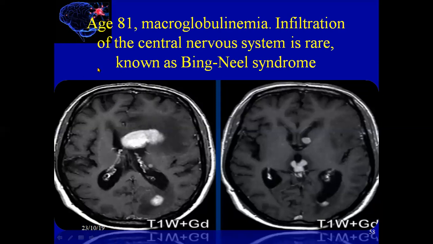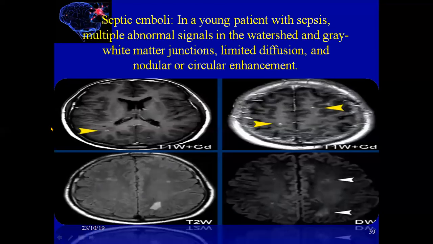Here is another disease called macroglobulinemia, which is infiltration of the central nervous system. It is a rare disease and is known as Ependymal syndrome. Septic emboli in a young patient with sepsis will show multiple abnormal signals in the watershed and also at the gray-white matter junction. Limited diffusion here, as you see, is the nodular or secular enhancement in the brain.